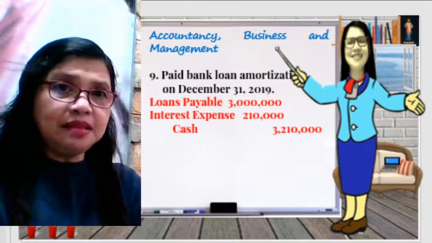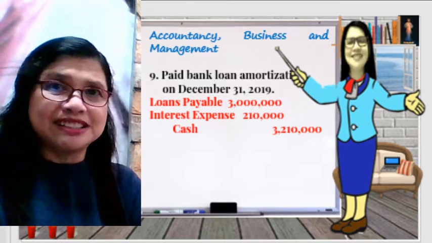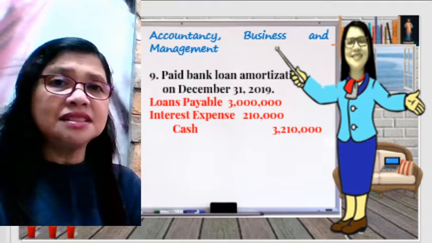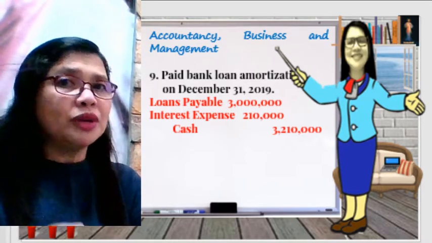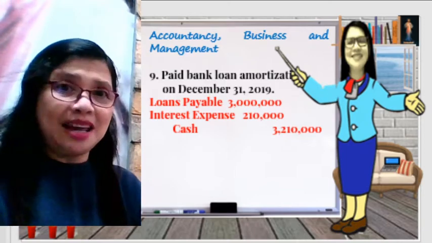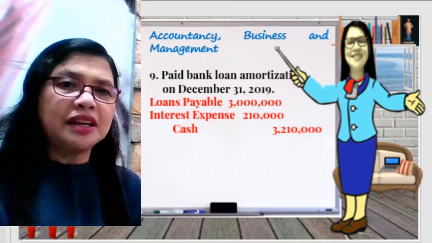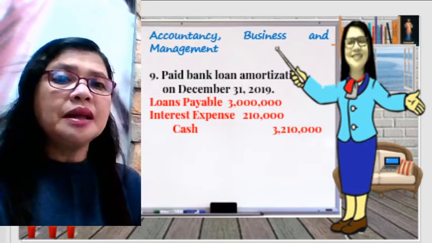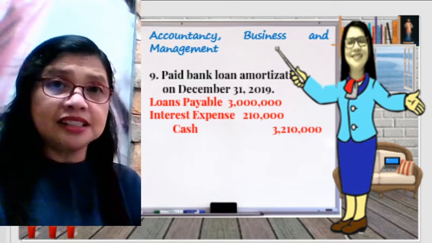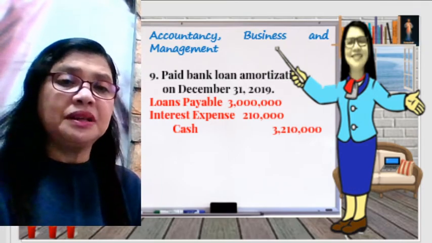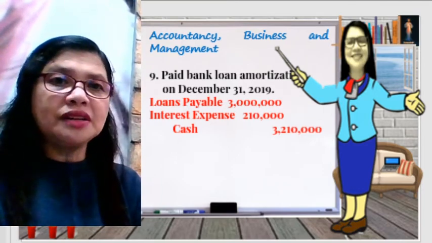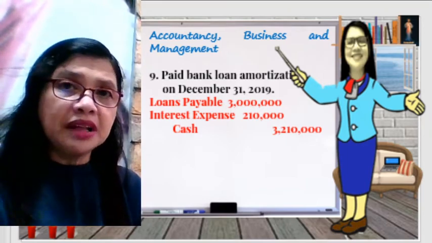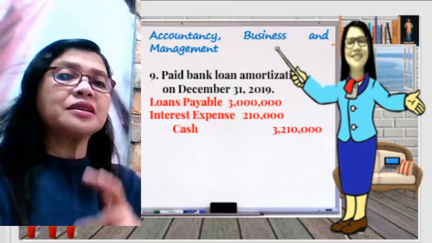Okay? Next, we have the loans payable. We have to debit it because there is a deduction to your loans. Okay? We said that loans payable is a credit normal balance. But when we deduct our loans, what do we do again? Right, we debit it. So we debit the loans payable because we will be paying the loan amount of 3 million plus the interest expense, and the expense is a debit account, so we debit interest expense of 210,000, and we disburse cash in the amount of 3,210,000, which is a credit.